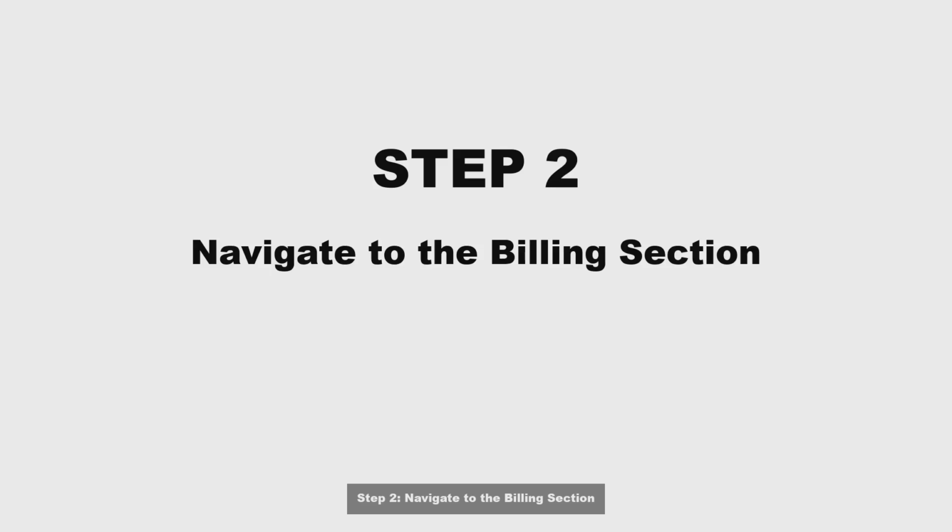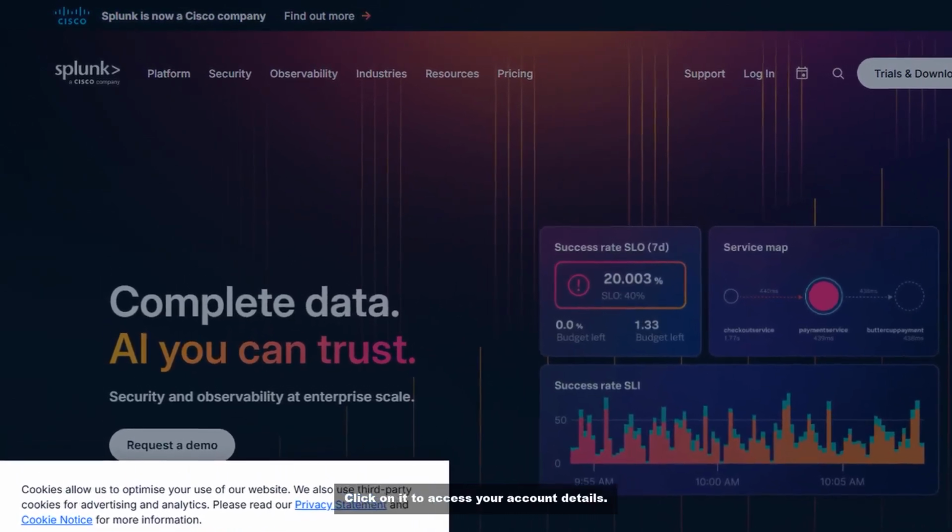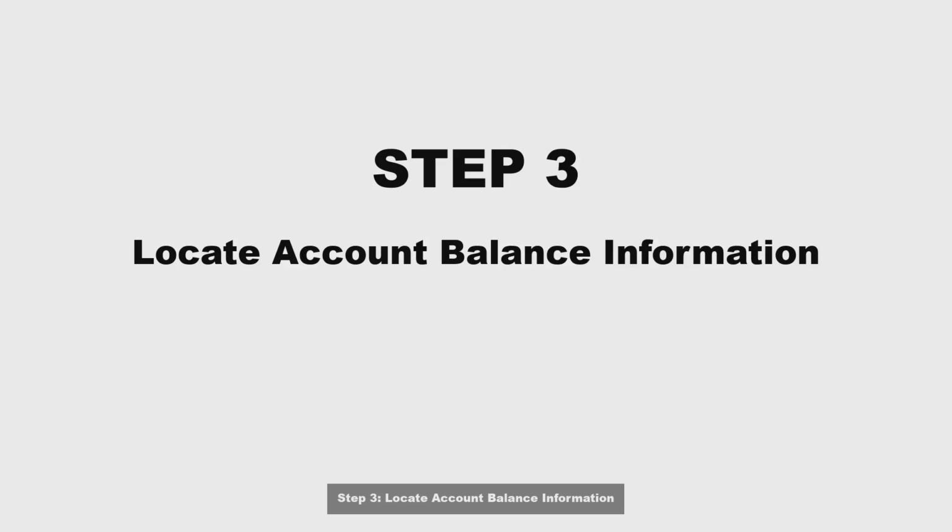Step 2. Navigate to the billing section. Once logged in, look for the billing or account settings option in the main menu. Click on it to access your account details. Step 3. Locate account balance information.